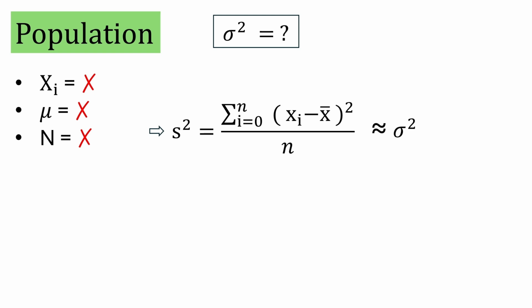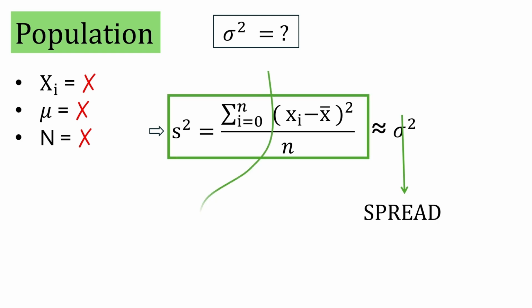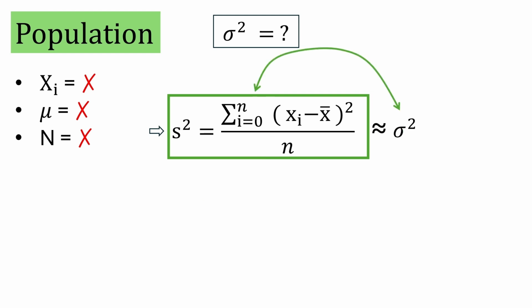But here, population variance represents the spread of the population, whereas sample variance represents the spread of the sample. And if we use this to estimate the population variance, then the estimate will be biased downward.